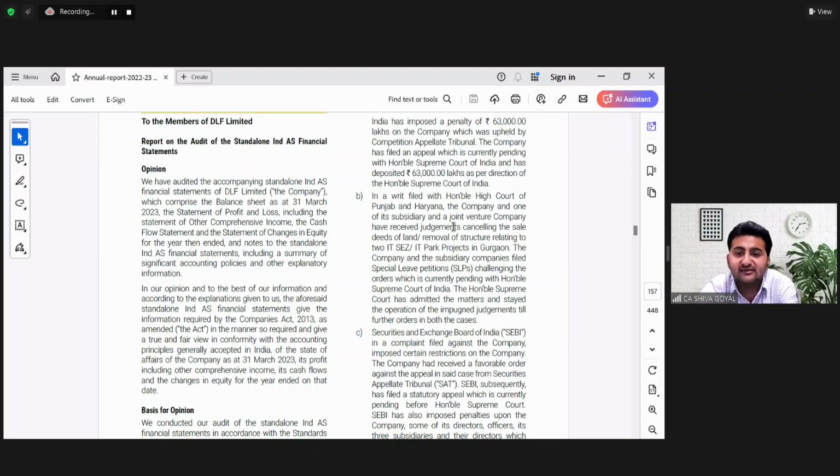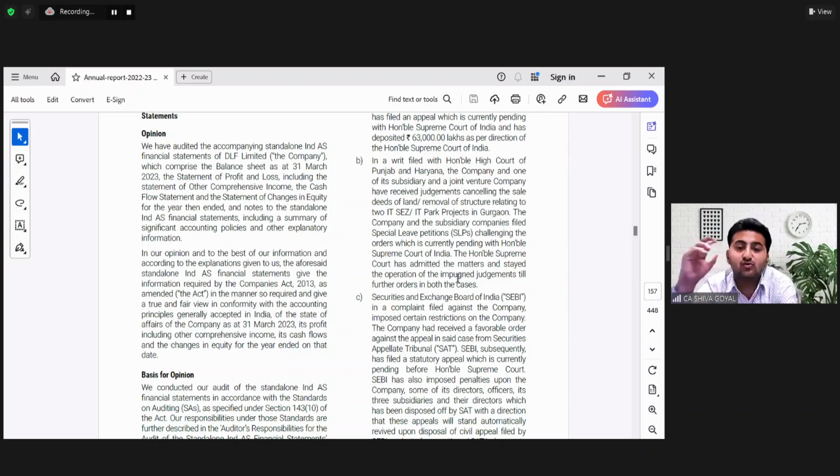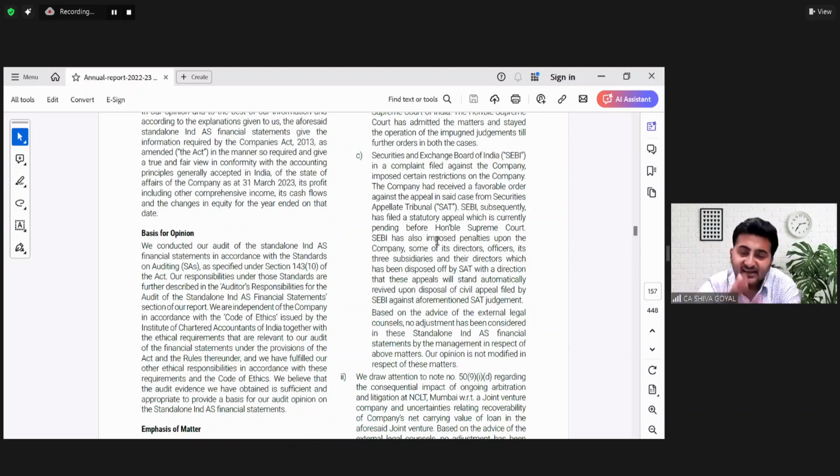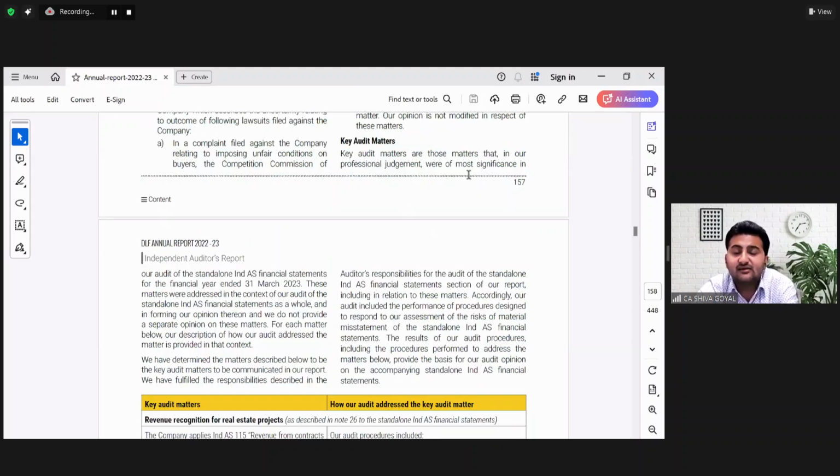Correspondingly and simultaneously, where different High Court orders involve a large amount, or there is a challenge before the High Court, it can be put into this Emphasis of Matter paragraph, EOM, as per SA 706. Then the key audit matter paragraph, which I was referring to in my previous slide, covers the matters which are most significant in the auditor's report.